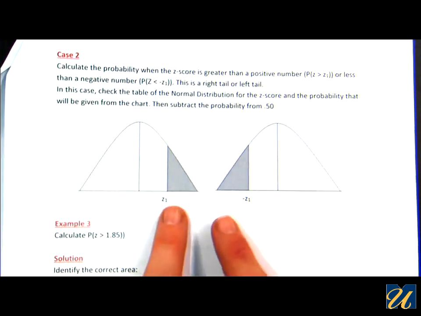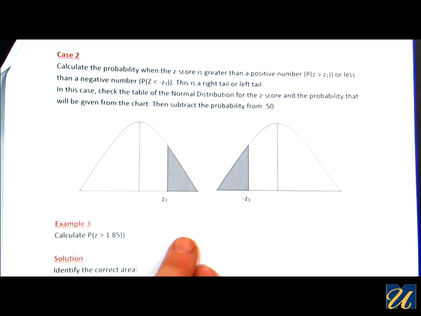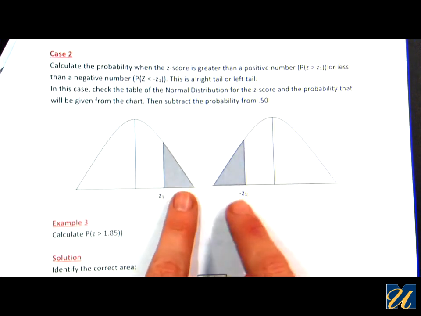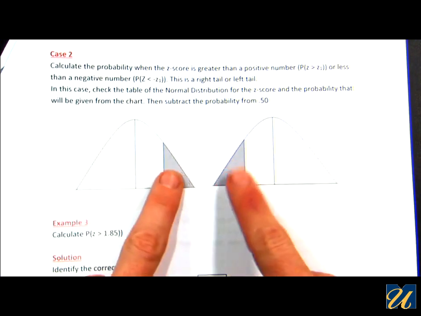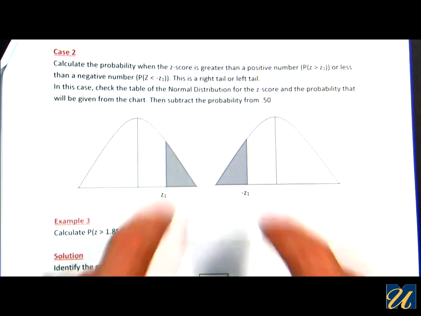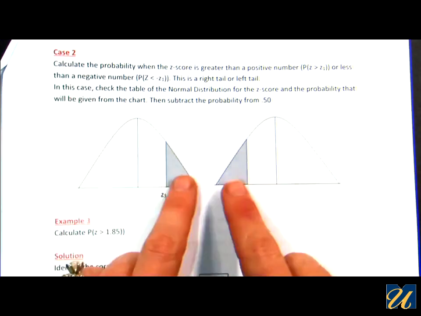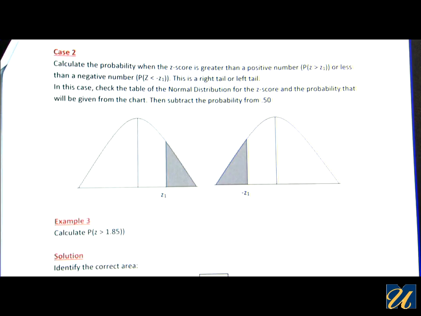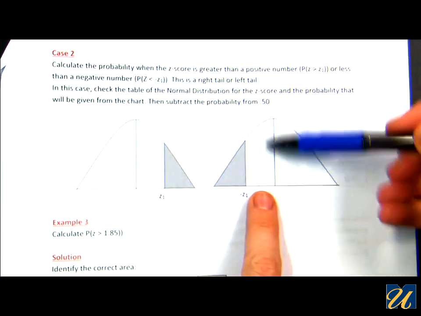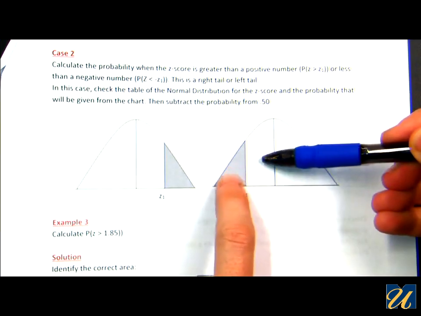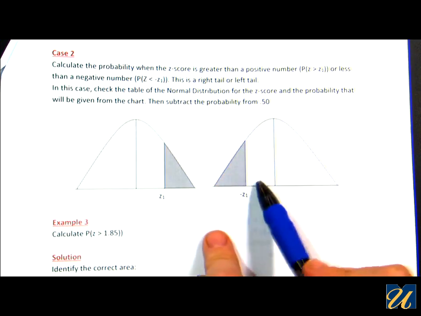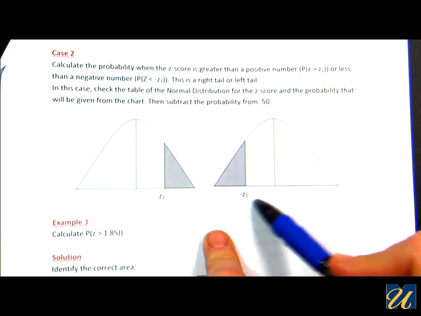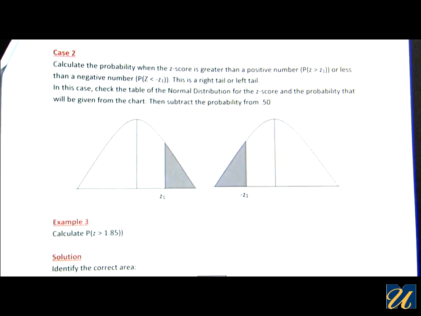Now, in the case where you are looking for a tail, and what do we call tails? We call tails the ends of the normal curve. So whenever you're looking for the ends, either to the left or to the right, you will always find your z-score. If you have your z-score, you will check it on your table. The table will give you this area. You are looking for this area. So you will take whatever you get from the table and you will subtract it from 0.5.